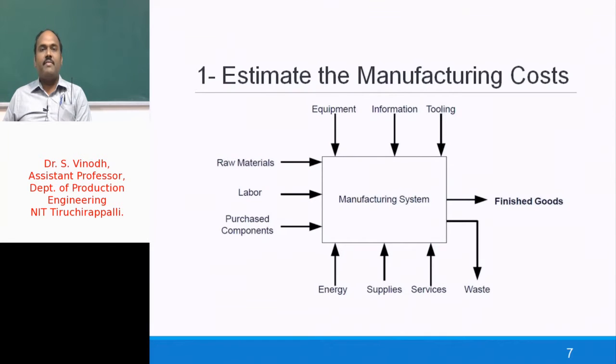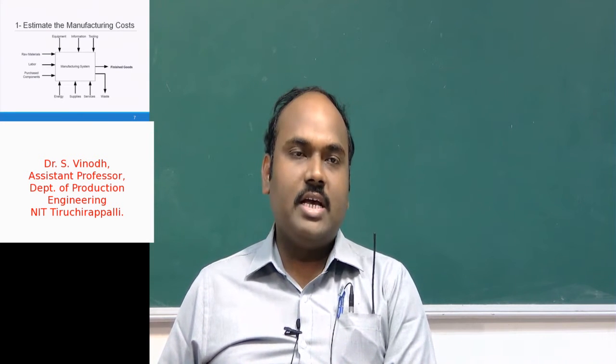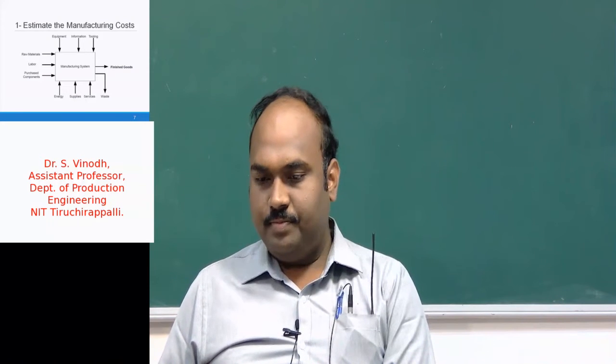When we try to estimate the manufacturing cost for any manufacturing system, it includes certain key inputs in terms of raw materials, labor, as well as the purchased and bought out components, including the equipment, information, and other tooling required for manufacturing. Also the energy and auxiliary supplies and services, for which the outcome of a manufacturing system is the product. As well, there is certain waste that is generated, and there is a greater emphasis on reducing the waste associated with manufacturing.